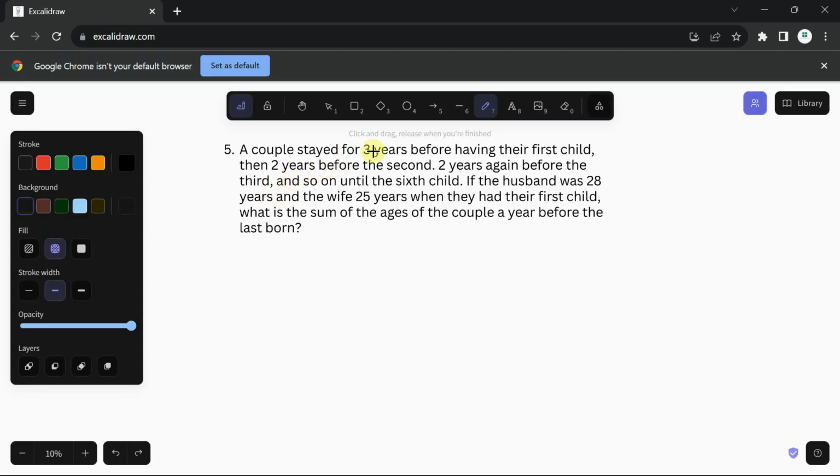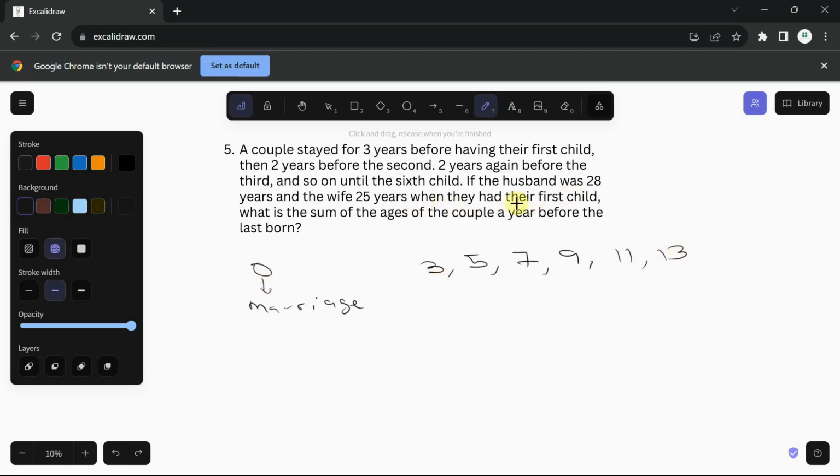If they stayed 3 years before having the first child, let's say this is the point of marriage, the 0th year was the year of marriage. So 3 years after was the first child. The next child was 2 years after, that is after 5 years. The other child was 2 years after the third, that is 7 years, up until the 6th child. So this is 9, 11, and 13. So the last child was 13 years after they married.